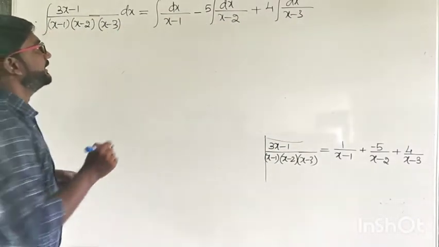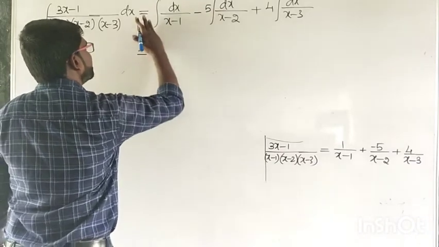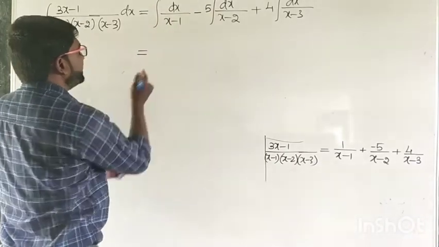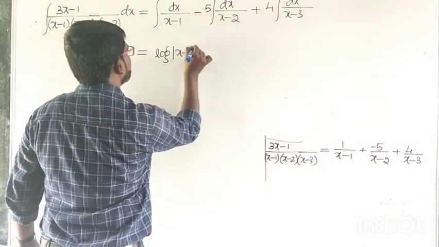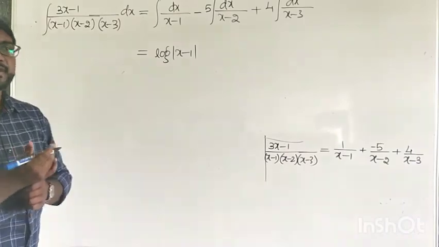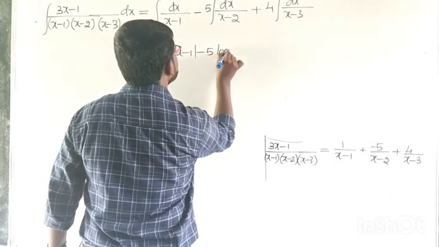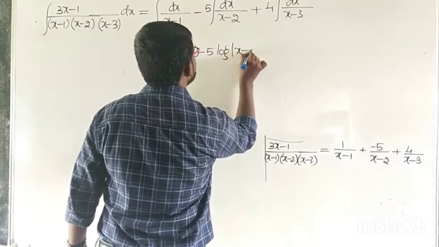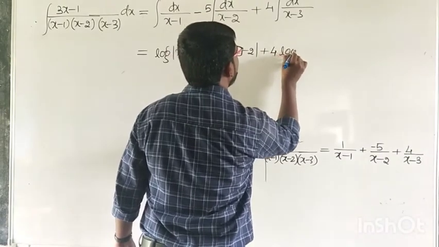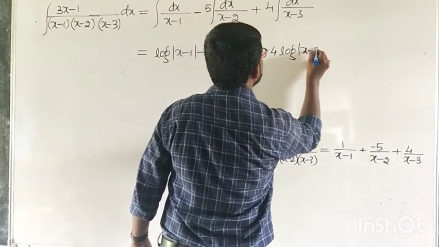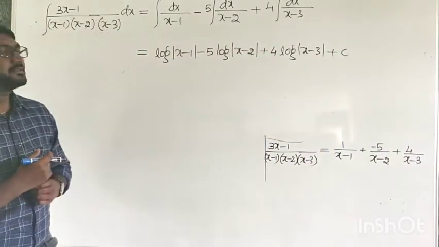Now we have to integrate them. So this becomes integration of dx by x minus 1 will be log mod x minus 1, and then write minus 5 as it is, minus 5 log mod x minus 2, plus 4 as it is. This becomes log mod x minus 3 plus c. So this is the answer for the third problem.